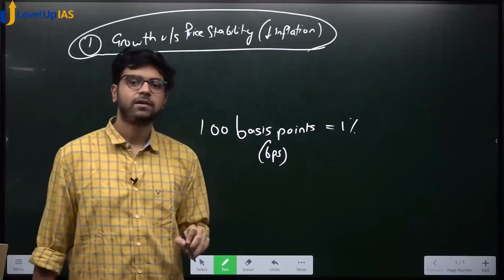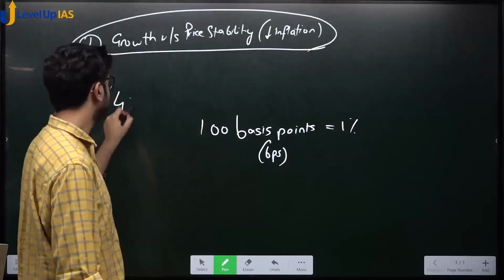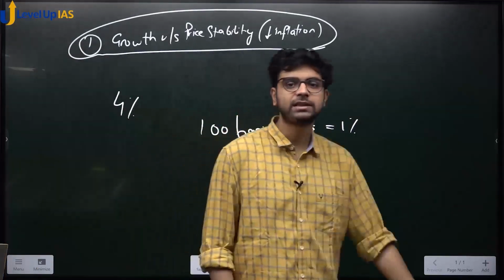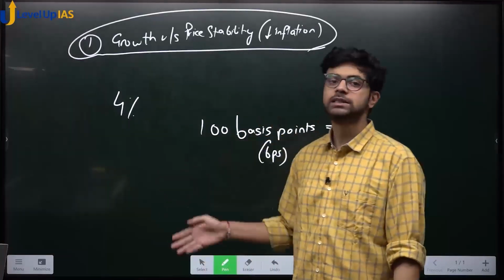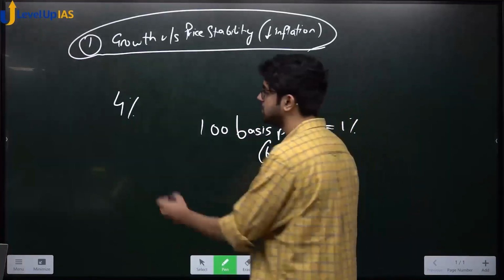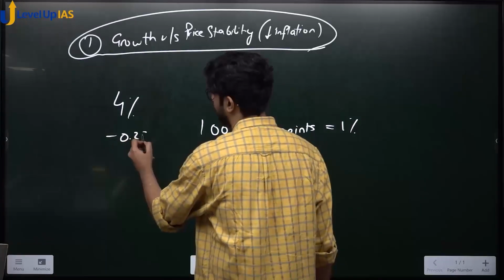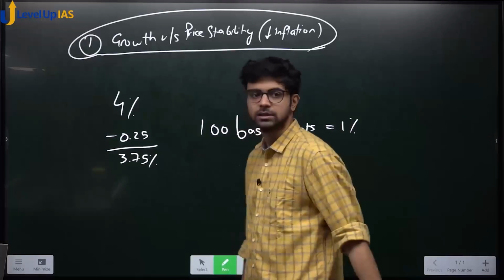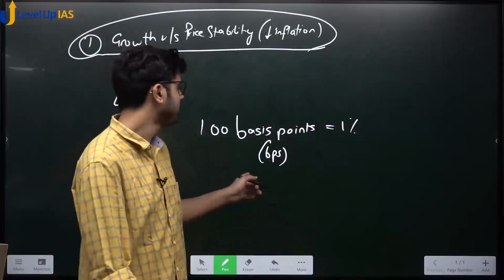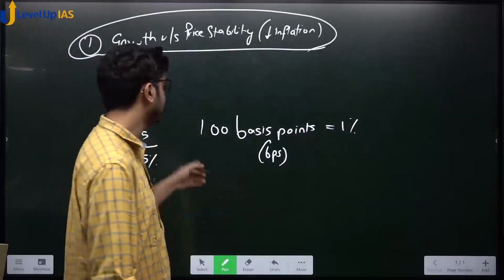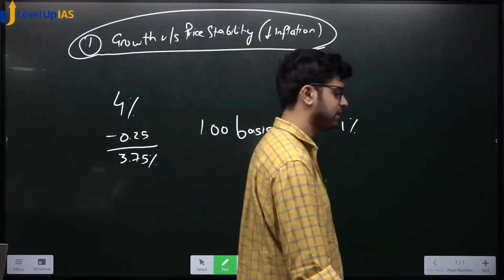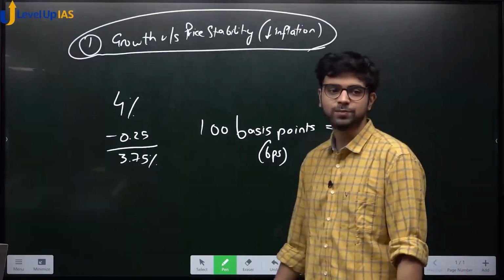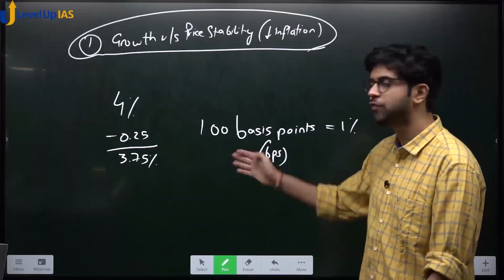So suppose the current RBI repo rate is 4%. When I say that the Monetary Policy Committee cuts the repo rate by 25 BPS, it means nothing but 0.25. So the resulting repo rate would be 3.75%. Samjha? So keep this in mind. This is something very important because we need to understand this. 100 basis points is 1%. 100 BPS is 1%. Okay, so when we say 25 basis points, it is a quarter of a percentage, 0.25%.